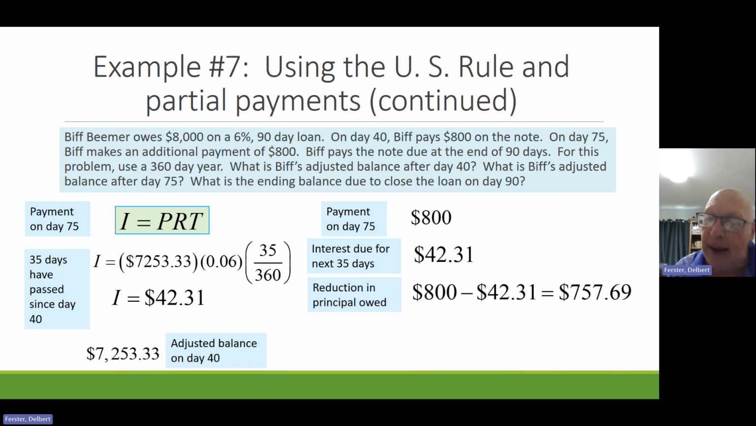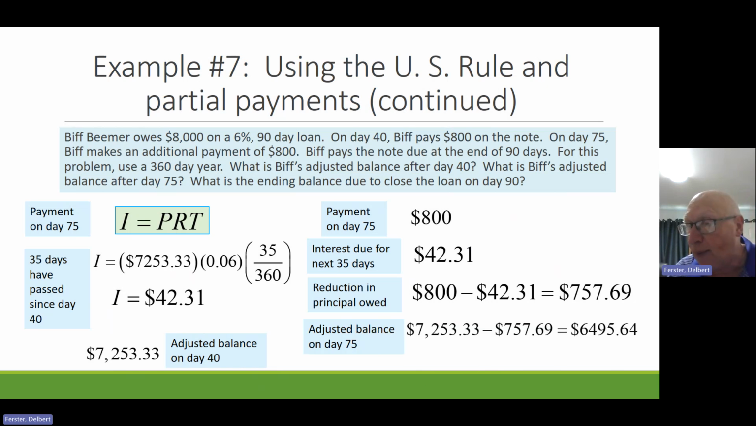And we noticed that if the $800 went in on day 75 and $42.31 of it went to defray interest, the rest, or $757.69, goes to defray the amount borrowed. So we'll be taking our $7,253.33 and we'll subtract from it $757.69. So at the end of day 75, his owed balance on the principal is now $6,495.64.